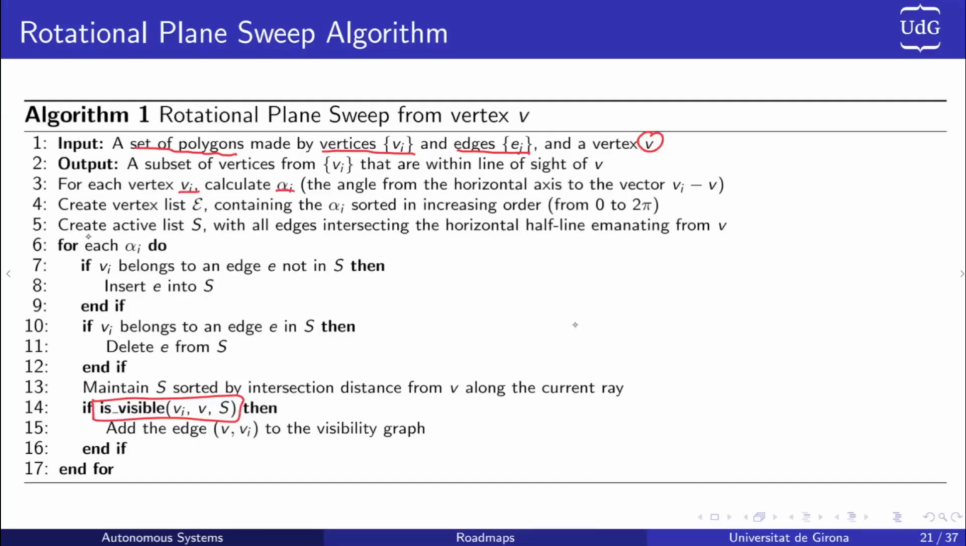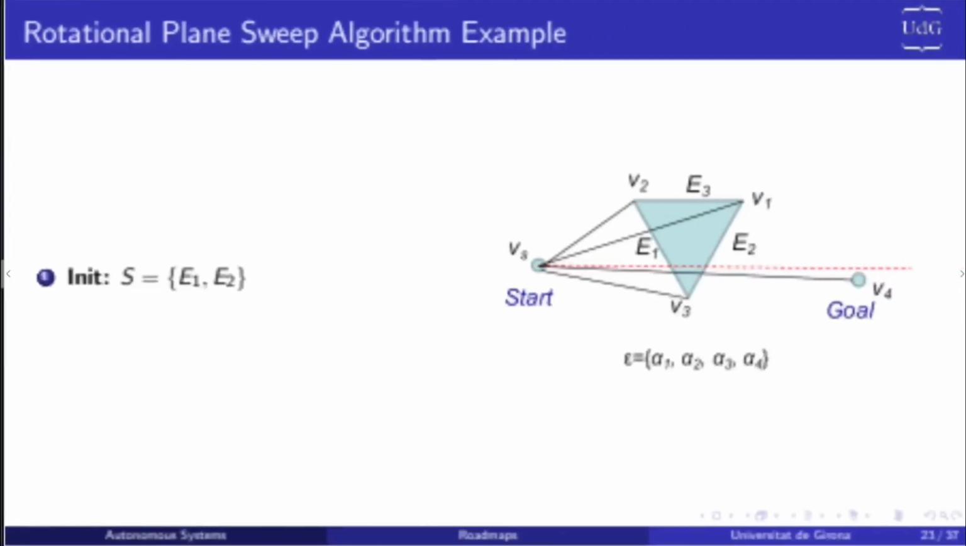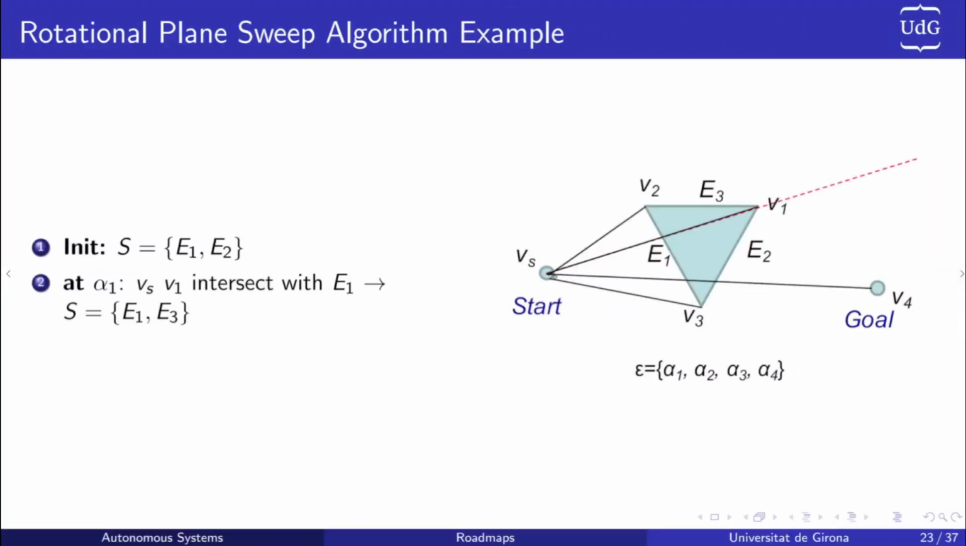Create which one? The one that is sorted by intersection distance. The third one, yeah: sorted by intersection distance from B along the current ray. Imagine that along the current ray, the current ray is this one. At which distance do I intersect E1, and at which distance do I intersect E3? E1 will be intersected at this distance, E3 will be intersected at this distance. Then I have to keep this order, the closer first.